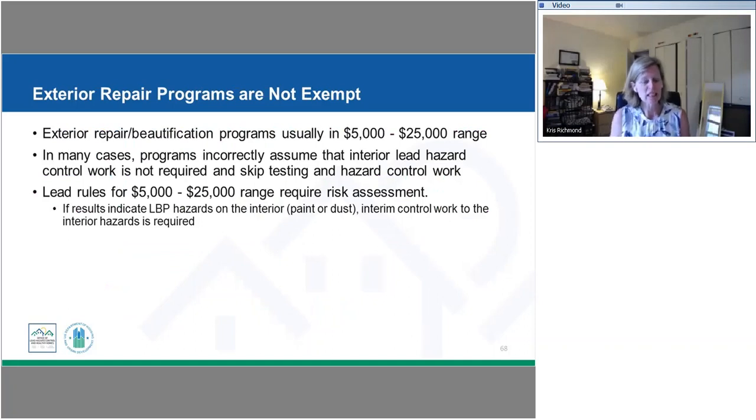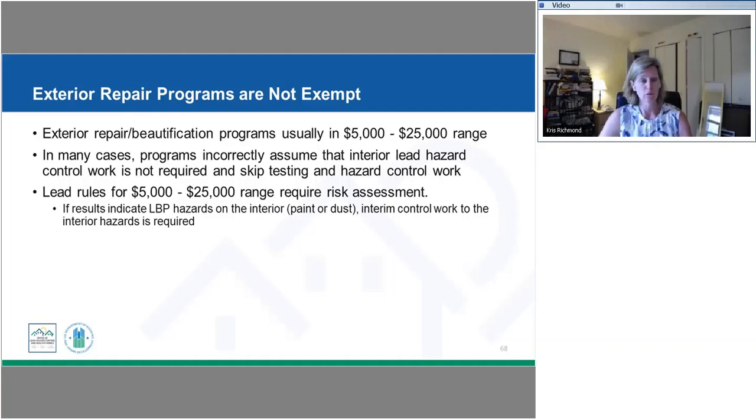Okay, some grantees will fund beautification or exterior repair programs, and we just want to remind you that those programs are also not exempt. Typically, these end up in our middle range, the 5,000 to 25,000 range. A lot of programs think that they don't need to follow the lead safe housing rule, and that's not the case. If you're falling in that middle range, you do need to do a risk assessment. That's the evaluation that needs to be conducted.